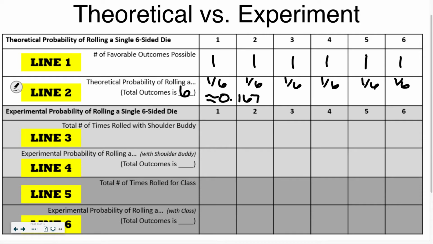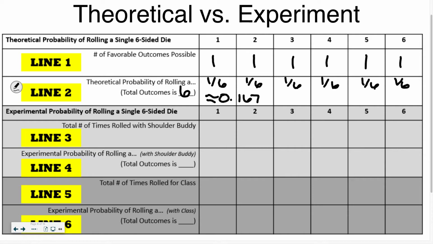Because what I'm going to have you do is, once I give you and your partner a die, you're going to roll the die 10 times. So you're going to perform an experiment, and you're going to tally up in line 3 how many times you rolled each of the numbers. One of you can roll and one of you can tally, or you can work together however you want to get it done.